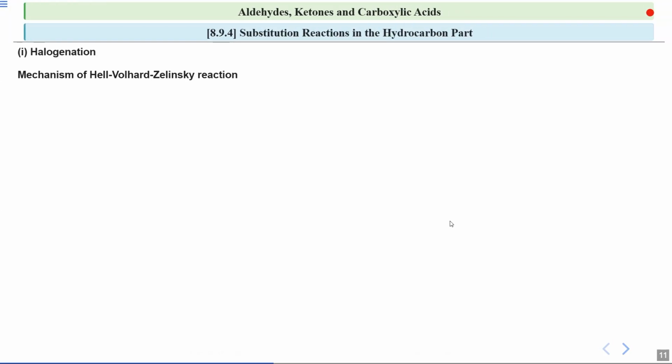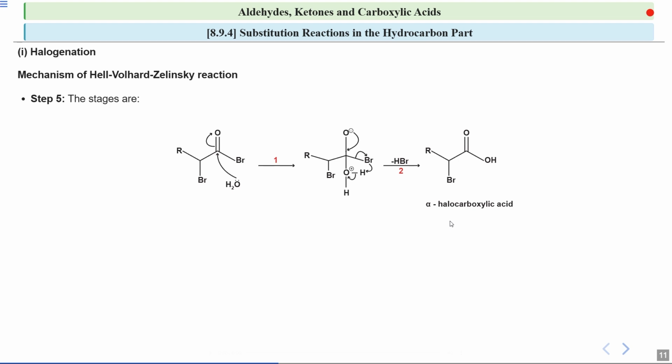Now, further continuing with the mechanism, in the next step, there is attack of an H2O molecule on the carbonyl carbon to form a tetrahedral intermediate. And then this tetrahedral intermediate collapses to form alpha halocarboxylic acid. So in step 5, the first step is a water molecule. This is a water molecule and it attacks this carbonyl carbon.